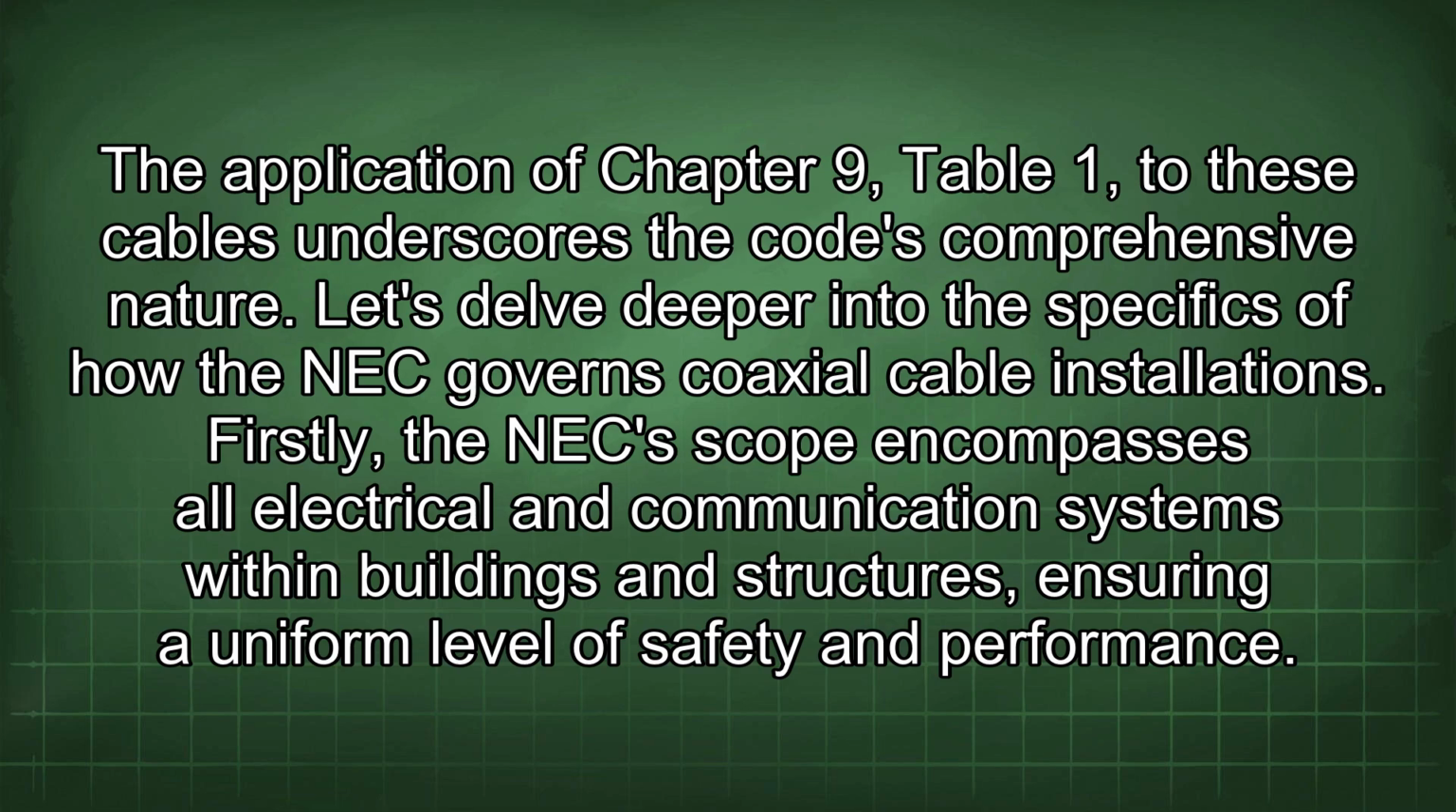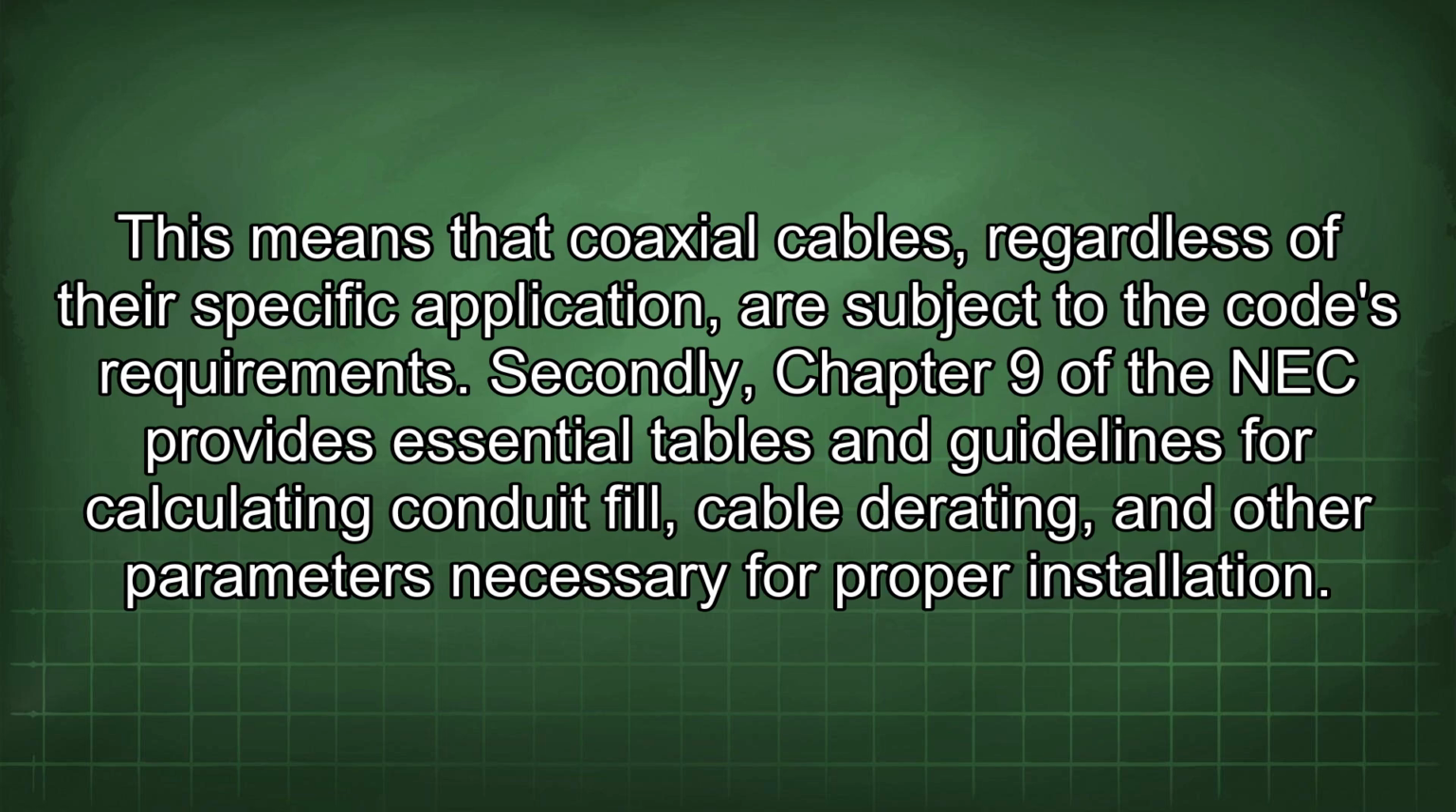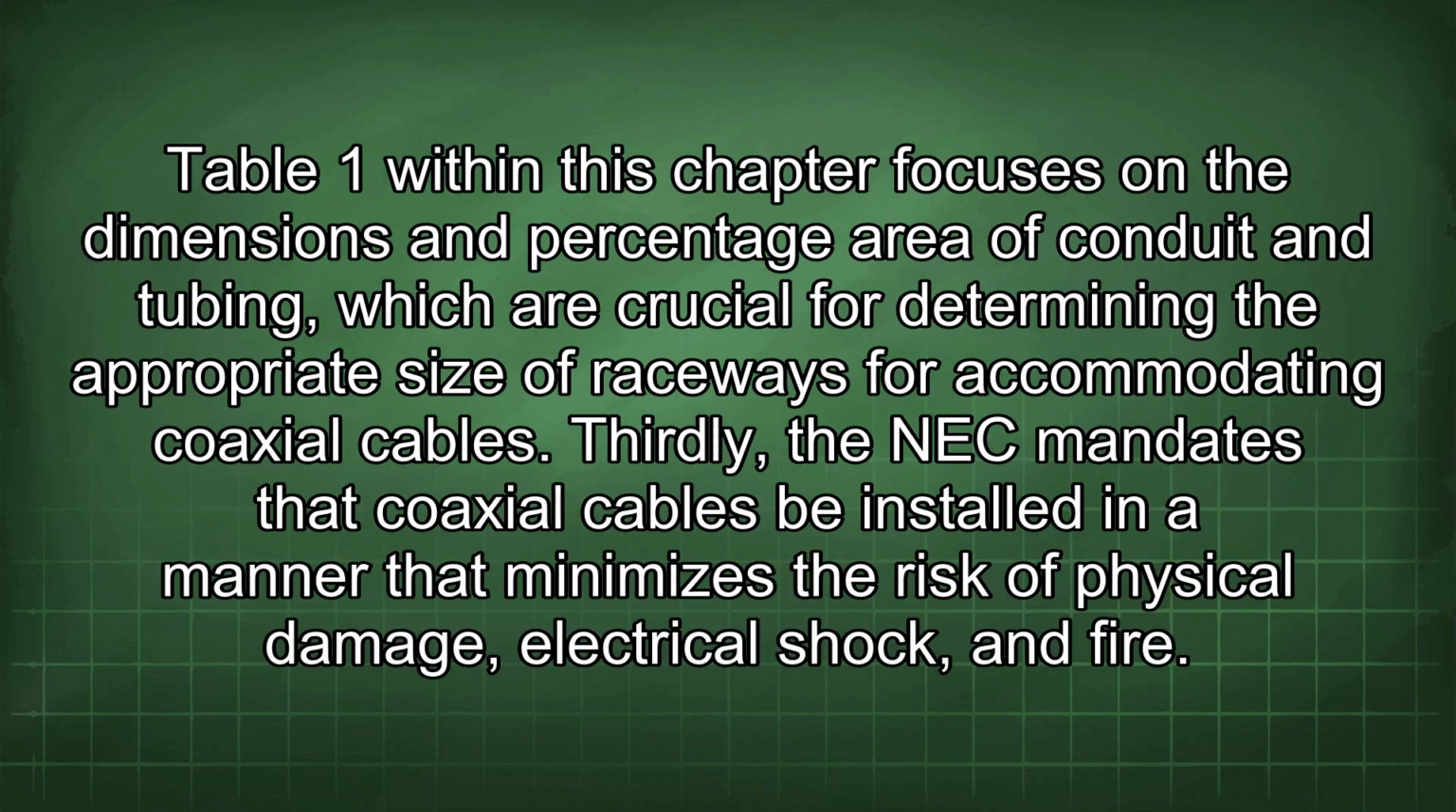Firstly, the NEC scope encompasses all electrical and communication systems within buildings and structures, ensuring a uniform level of safety and performance. This means that coaxial cables, regardless of their specific application, are subject to the code's requirements. Secondly, Chapter 9 of the NEC provides essential tables and guidelines for calculating conduit fill, cable rating, and other parameters necessary for proper installation. Table 1 within this chapter focuses on the dimensions and percentage area of conduit and tubing, which are crucial for determining the appropriate size of raceways for accommodating coaxial cables.